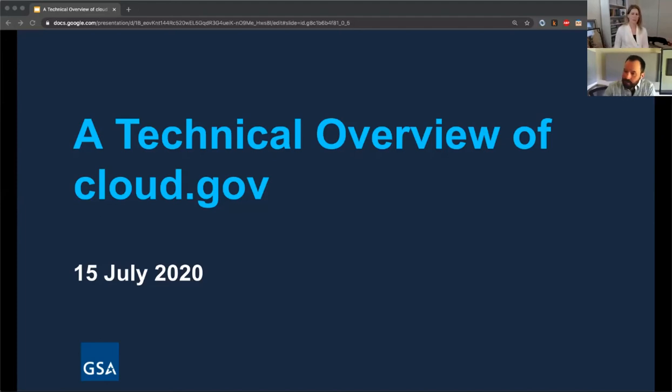Cloud.gov is big, and so this is by no means a technical deep dive into any particular topic. And this is by no means entirely comprehensive of all of the different things that actually go into the platform. Our goal here is really to answer some of the common questions and give you a big picture overview.